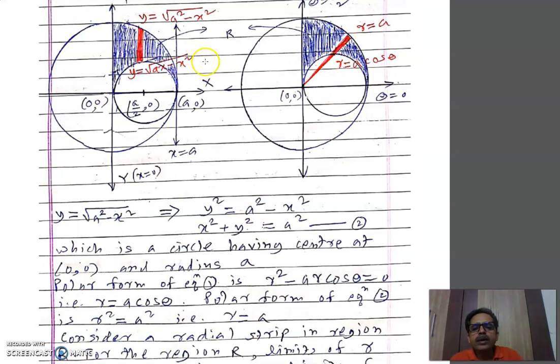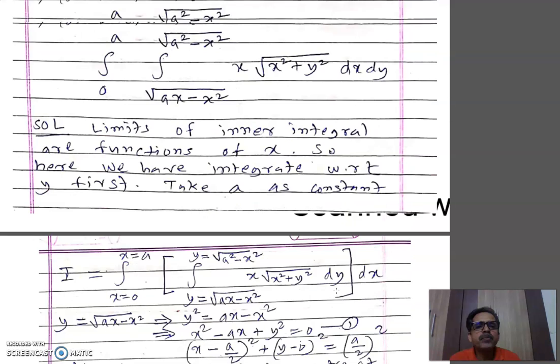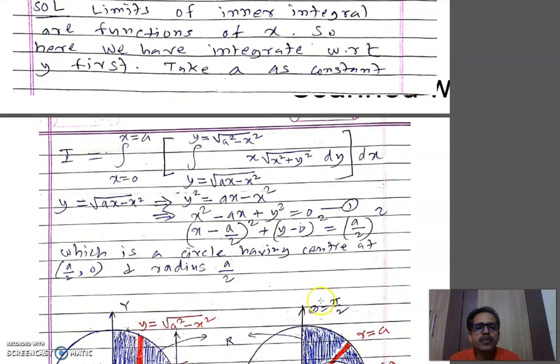Now we have to convert the equation of the circle into polar form. So first, the polar equation. Consider equation 1. This equation 1 represents a circle.